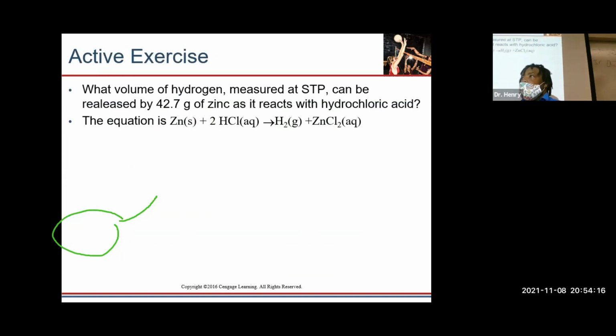What volume of hydrogen measured at STP can be released by 42.7 grams of zinc as it reacts with hydrochloric acid? Okay, so we want to calculate the volume of hydrogen gas. Okay, so how do we go about doing this?